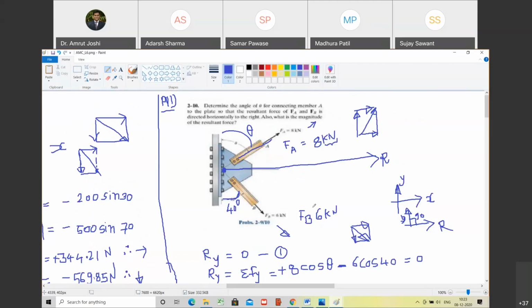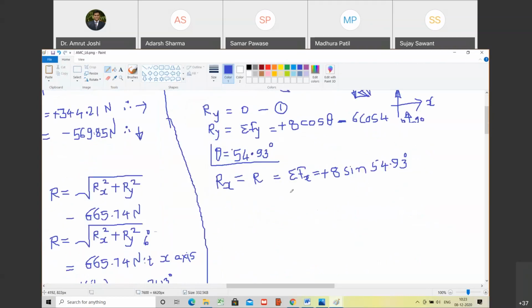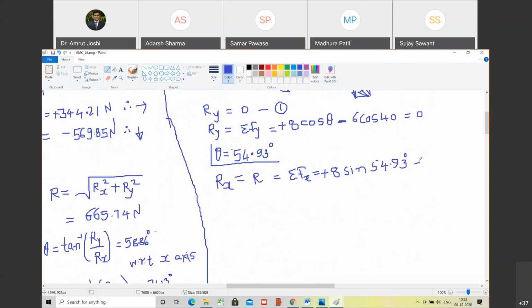Yes, sir. And what is the component of 6 kilonewton? 6 sine 40. Sine 40. Jiske beech mein theta, wo component cos theta, aur dusra wala component sine theta. So therefore, plus 6 sine 40. Now tell me how much is that. So how much is Rx? Equal to R. So 10.42.